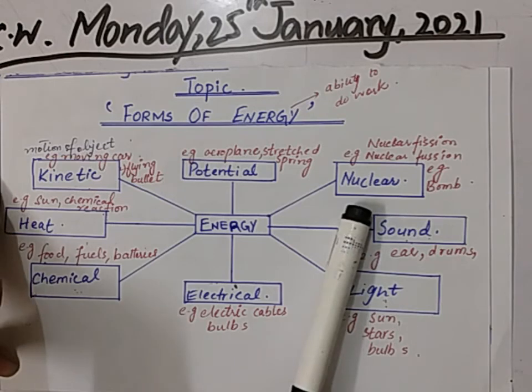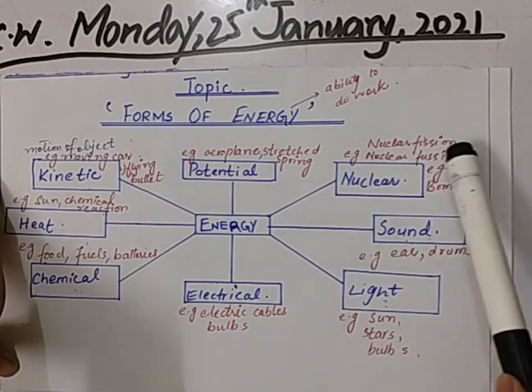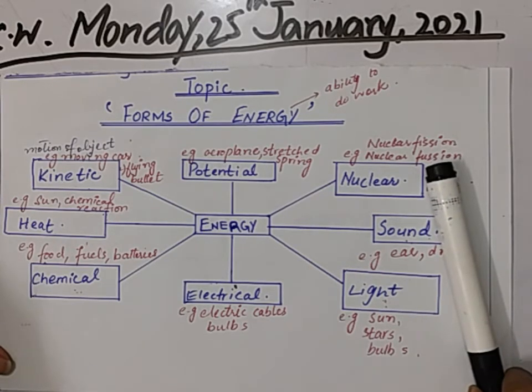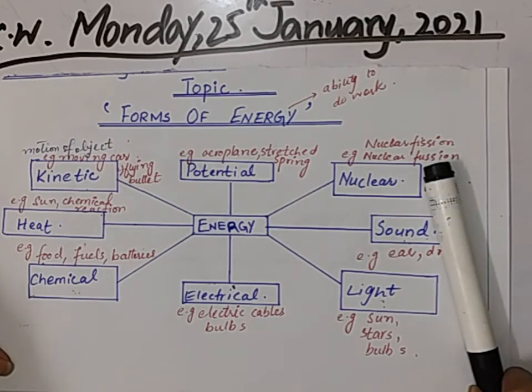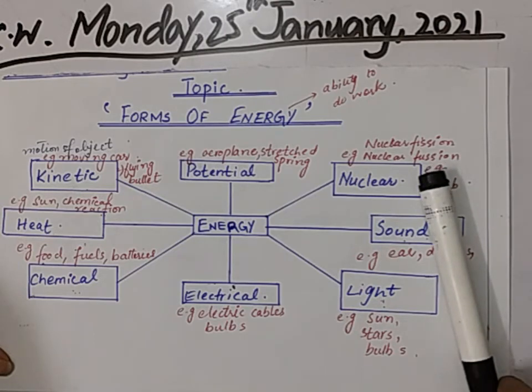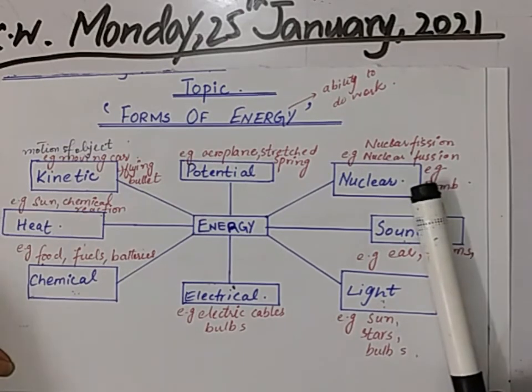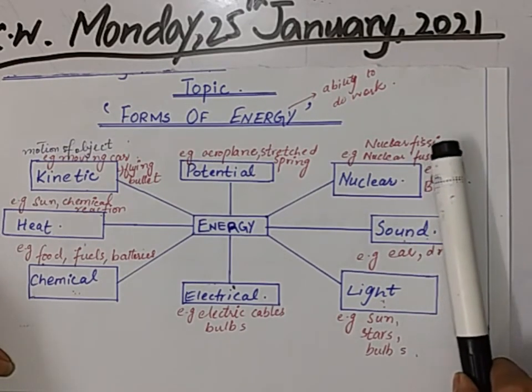What is nuclear energy? Students, nuclear energy is released during nuclear fission or nuclear fusion reactions. First of all, what is a nuclear fission reaction? Students, in the nuclear fission reaction, heavy elements, for example uranium, are split into lighter elements, and during the process, an enormous amount of energy in the form of heat and light is released. So this is the nuclear fission reaction.